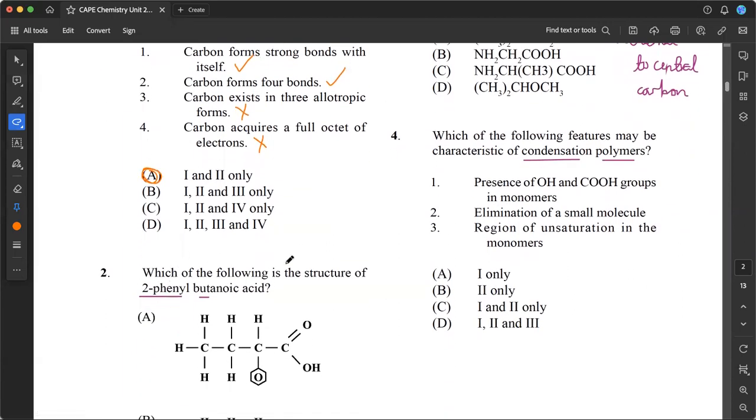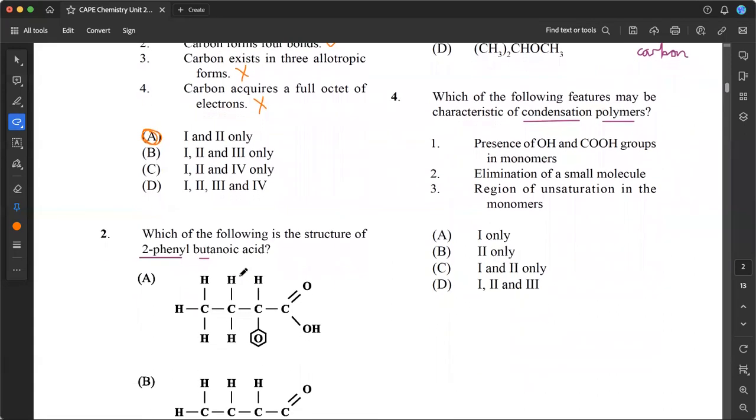Question 2 says, which of the following is the structure of 2-phenyl butanoic acid? So we're looking for a structure that has 4 carbons. It has the COOH group because it's a carboxylic acid, and we're looking for a phenyl ring on the second carbon. So let's see, 4 carbons, 1, 2, 3, 4, and on the second one there's a phenyl ring here. So perhaps A could be our answer. So A is in fact our answer here.